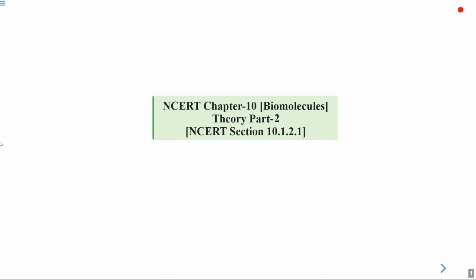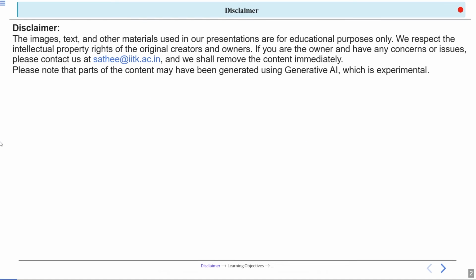Hello students, so today we will see theory part 2 of NCERT chapter 10, which is biomolecules. And today we are going to cover NCERT section 10.1.2.1. This is disclaimer.